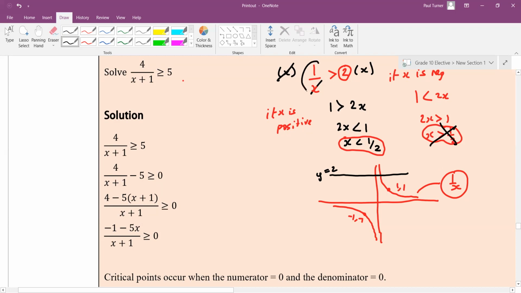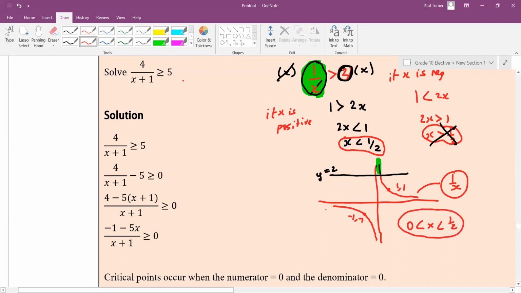Where is this graph greater than the value 2? That only occurs in here. You see that bit? So this is 1 on X. Where is 1 on X more than 2? That is only here, where the graph is above the 2 value here. So our solution then is between 0, it's going to be like this. So 0 < x < 1/2. So that's the actual answer.